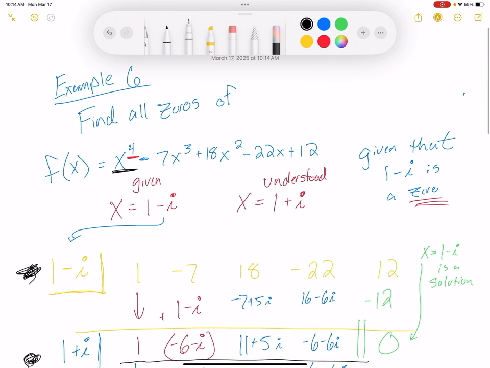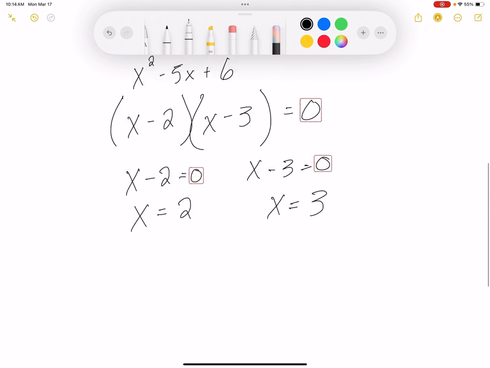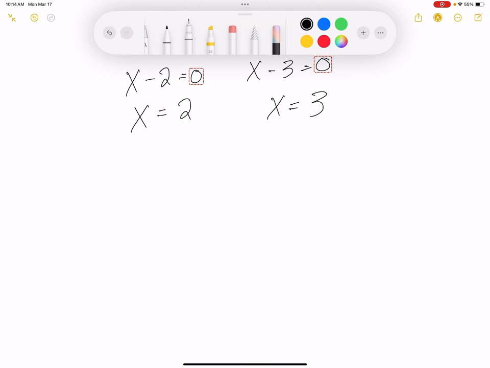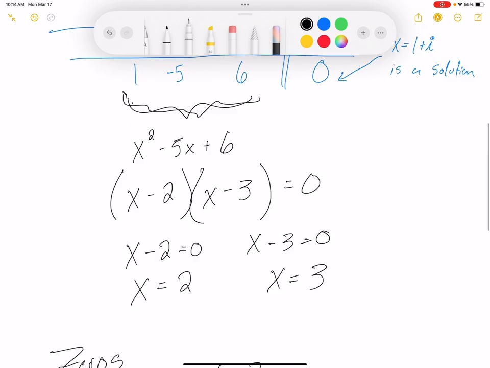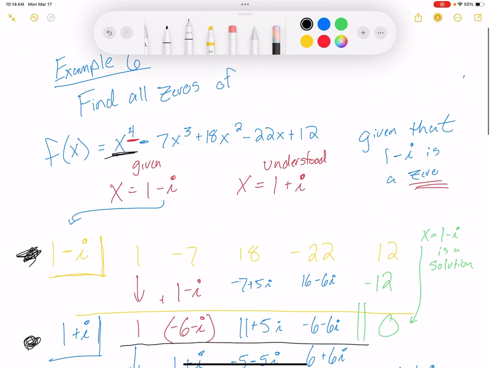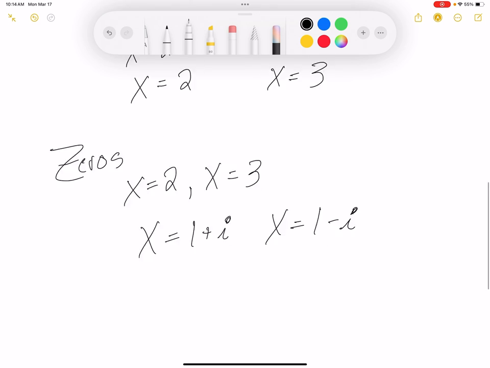So what did the question want to know? Find all the zeros. So all the zeros of this function are x equals 2, x equals 3, x equals 1 plus i, and x equals 1 minus i. That's all 4 zeros. It's a fourth degree function, and there are 4 zeros.